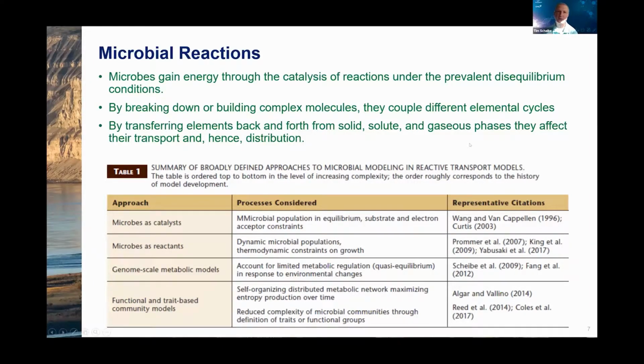So as I think about how to incorporate microbial reactions, this table, which is from my paper with Christoph that I mentioned early on, describes a series of ways that people have represented microbes in reactive transport models, starting with earlier representations of microbes as catalysts, then microbes as reactants, and more recently, microbes as active biological agents with some regulatory features. I'm not going to address the functional and trait-based model aspects here because Owen has already addressed that very nicely in his talk on Monday. But I'm going to talk a little bit about these first three and walk you through them with some examples.